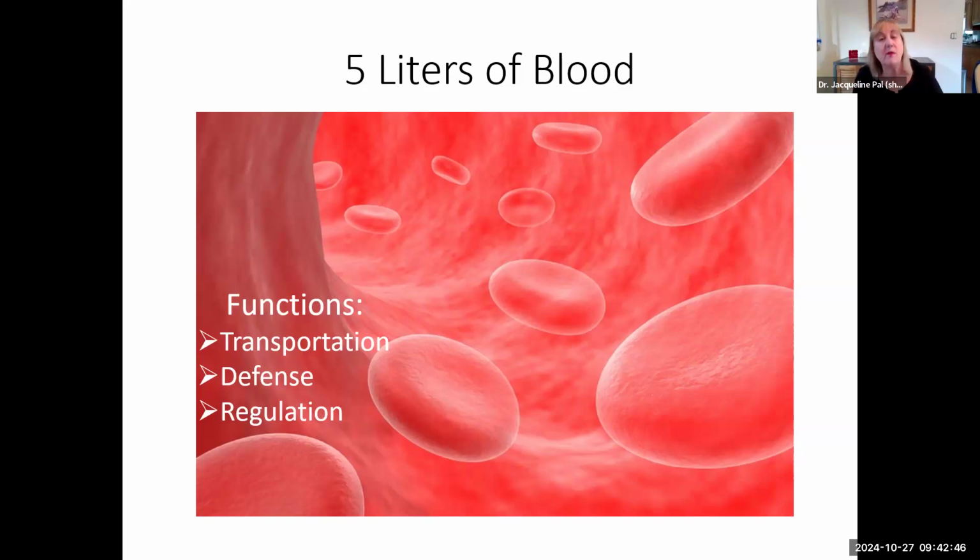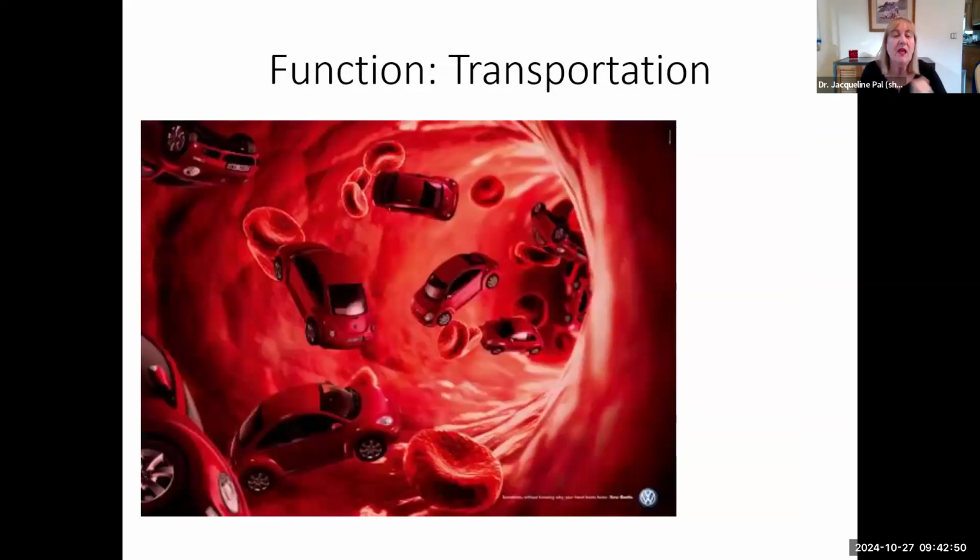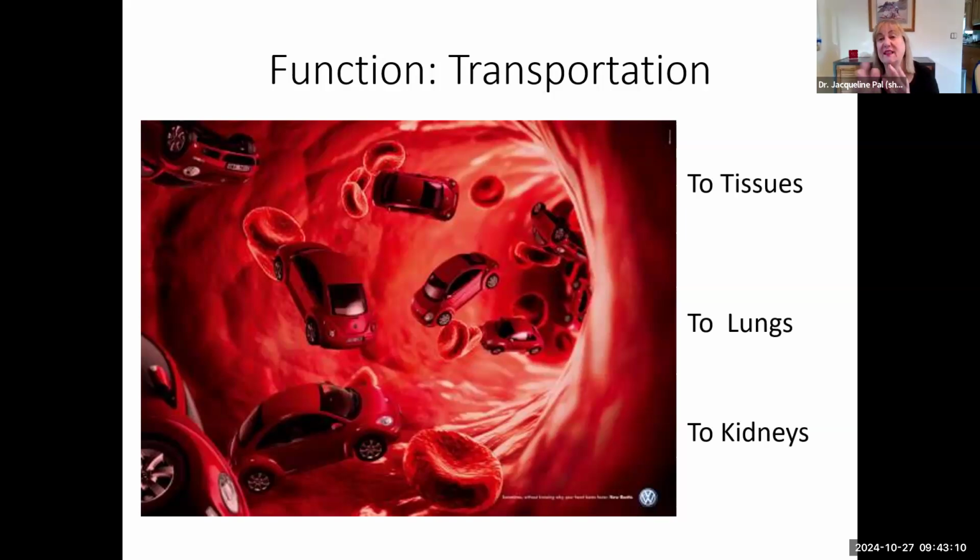So let's go through them one by one and look at the specifics of each. In the transportation, blood is the number one thing that carries things throughout your body. Okay, it's how we move substances throughout your body. And there's three different places in your body that we're looking to take substances to. We're looking to take things to your tissues, or to your lungs, or to your kidneys. Now, to your tissues, I'm talking about like all your organs, except for the lungs and the kidneys.